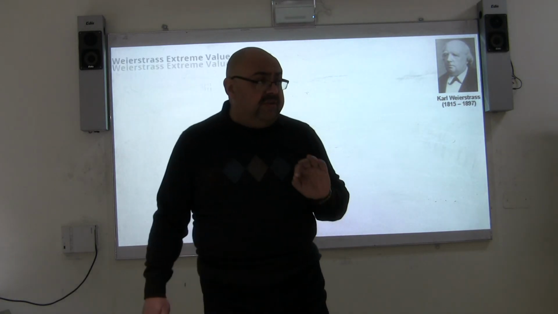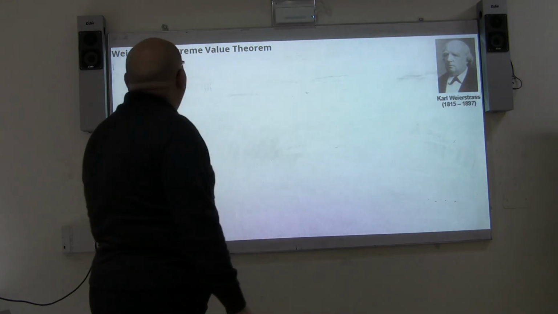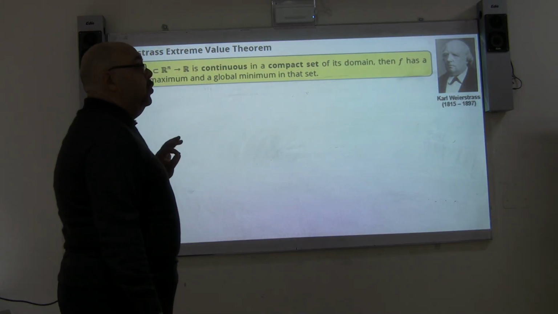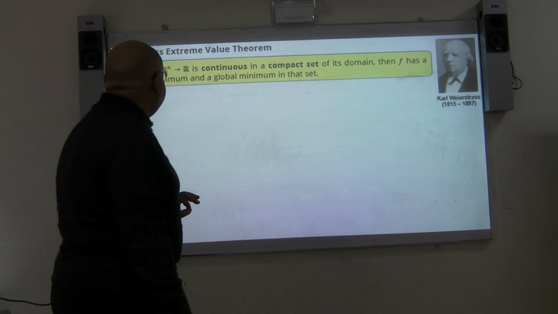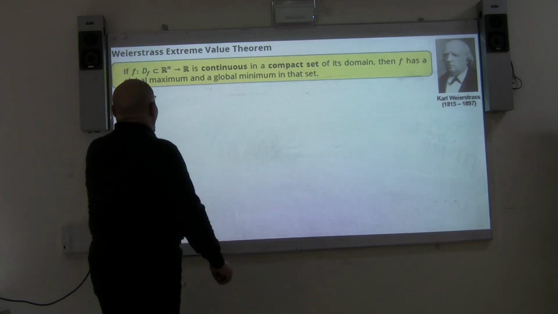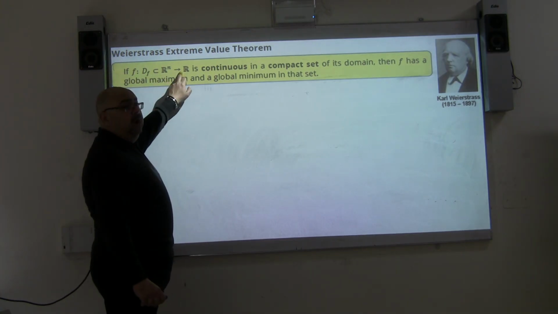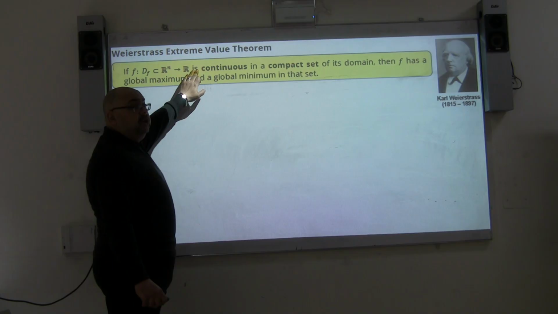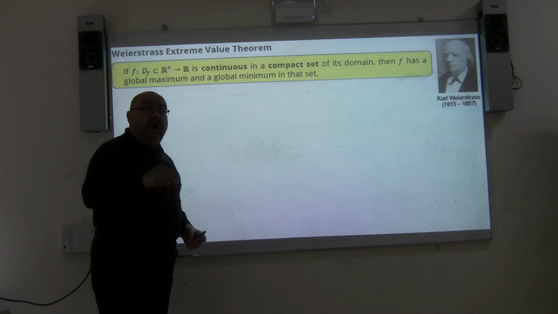Carl Weierstrass theory explains that if you have, on a compact set, a function f from Rn into R, it is a continuous function and compact. So how many conditions, Omar?